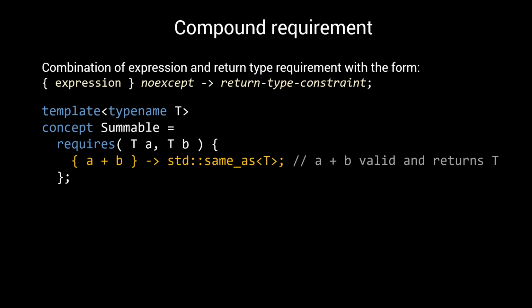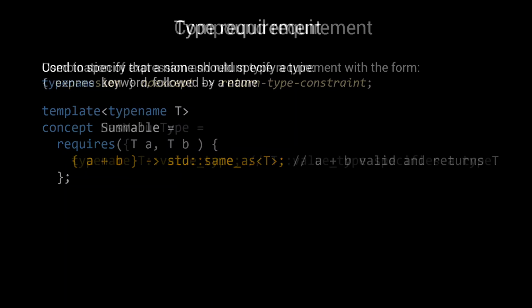So, if we want to specify that a type is summable, we can use a compound requirement to indicate that both A plus B should be a valid expression, as well as that it should return something of type T. Here we are using the std::same_as concept from the standard library for the return type constraint. For the third type of requirement, we'll use a different motivational example.